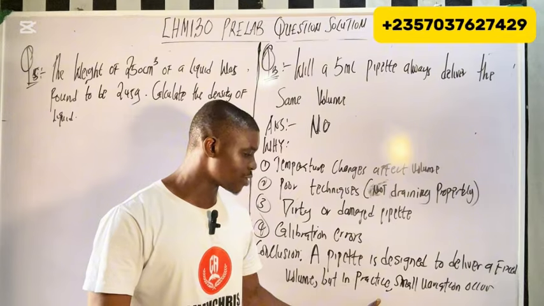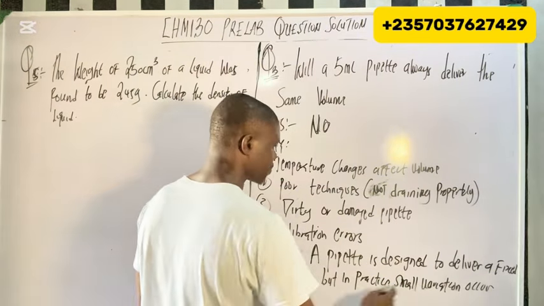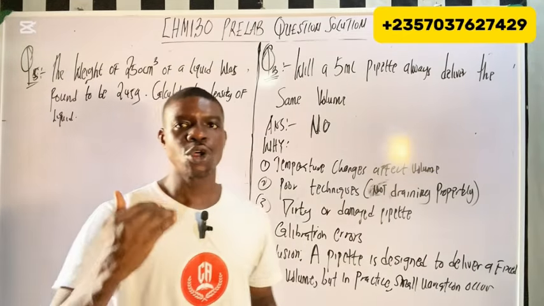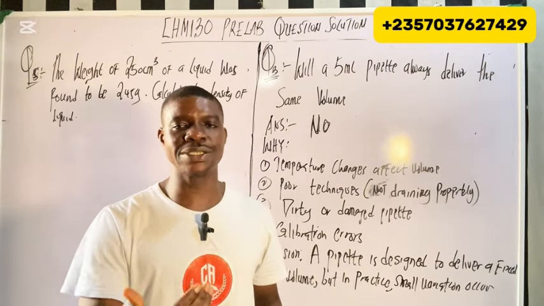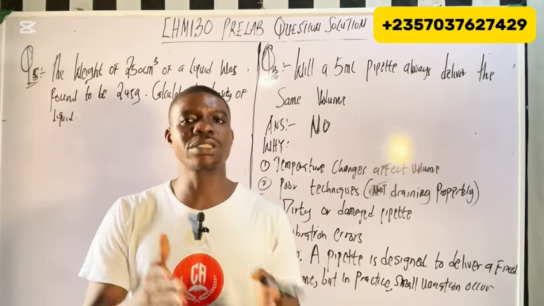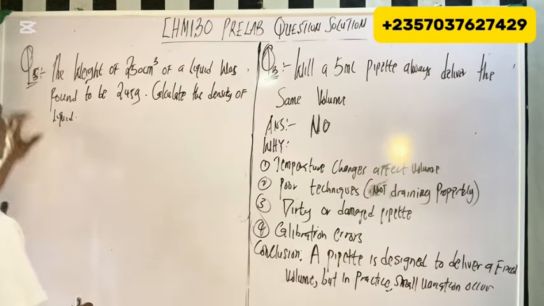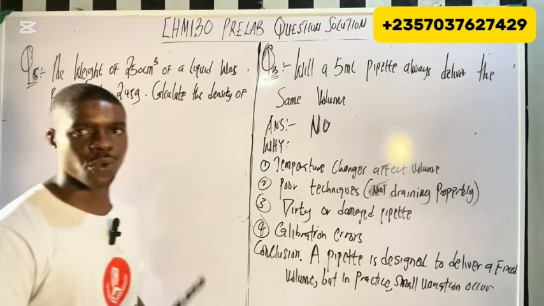Understand the conclusion. A pipette is designed to deliver a fixed volume, but in practice, small variations occur. This is what you have to write for them. Those small variations are the reason why a pipette that is meant to deliver the same volume cannot deliver the same volume due to some error. Just understand.